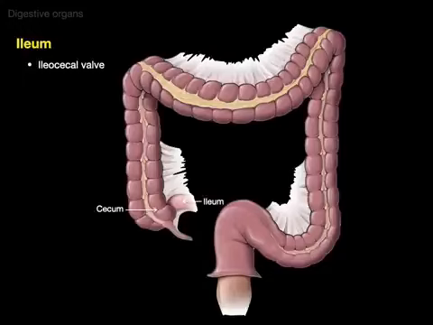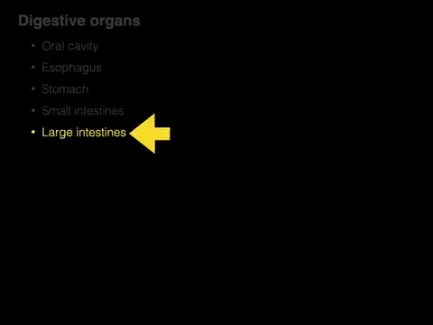And finally, the ileum has the ileocecal valve, because there's the ileum, there's the cecum. So what do you call the valve between them? The ileocecal valve. That represents the termination, the end of the road for small intestines, which leads us now to the large intestines, or the colon.